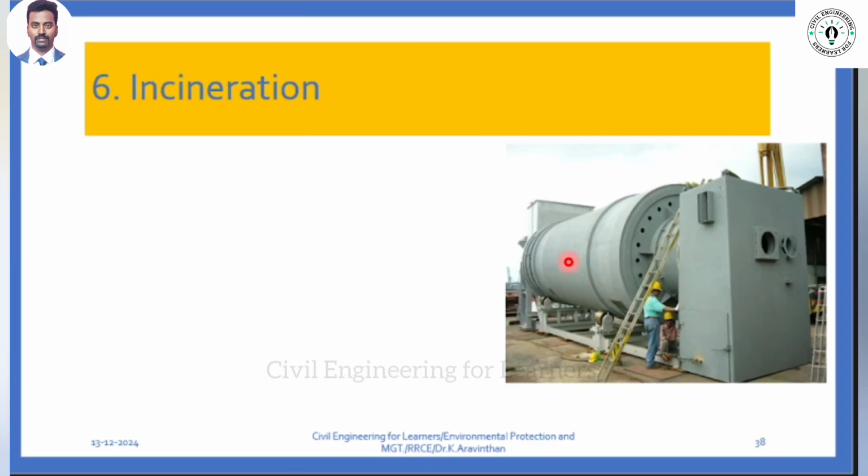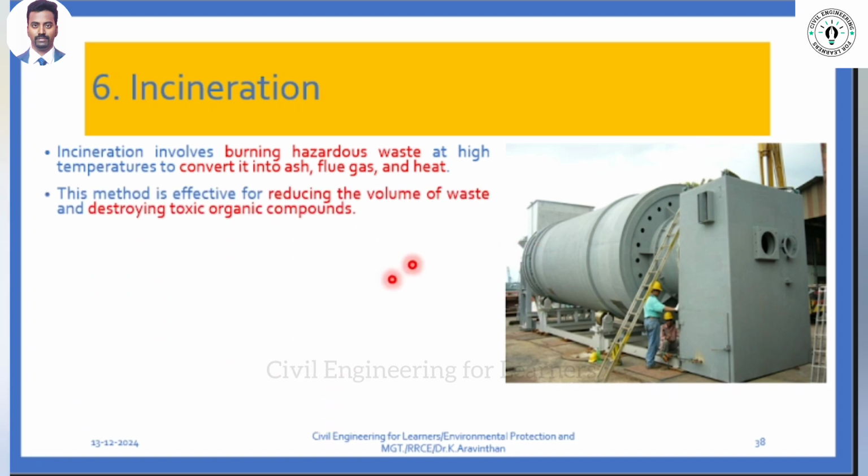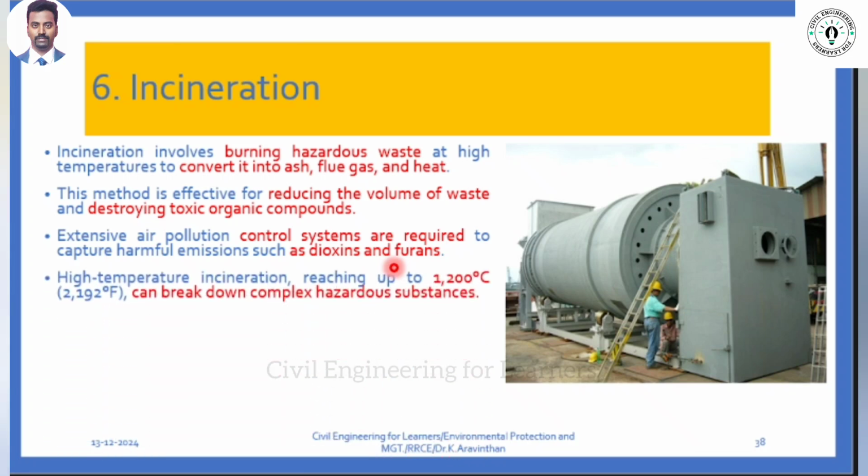Sixth one is called incineration. They take all solid, liquid or gas waste, burn the hazardous waste, and convert it into ash, flue gas or heat. So can you see this large container? They will supply the fuel at one side and at another side it will burn, and they will take off that ash. So they reduce the volume, and a control system is required for dioxins and furans, etc.